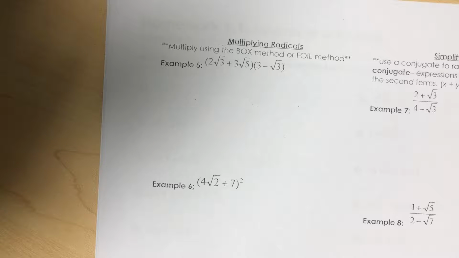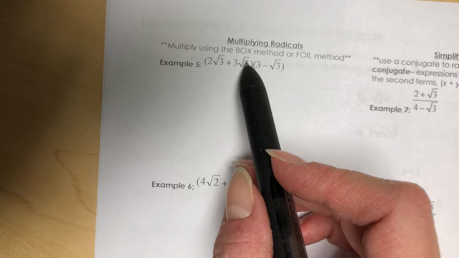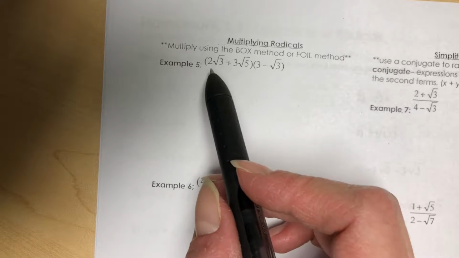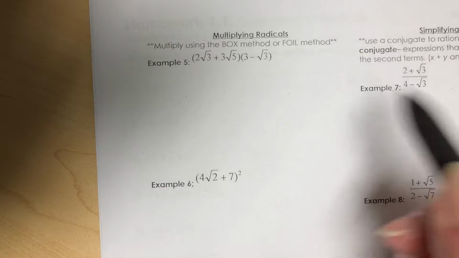Welcome to section 1.1 part 2. In my first set of problems, we're going to be multiplying radicals. It says to multiply using the box or the FOIL method. Okay, so what does the box method mean?